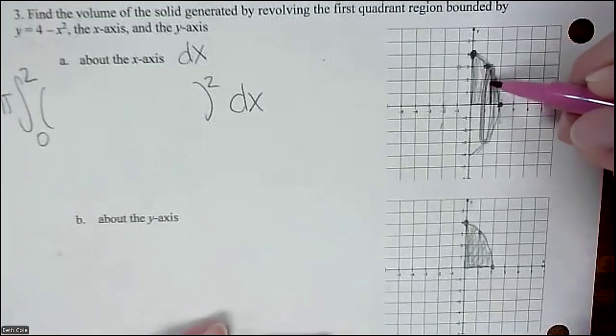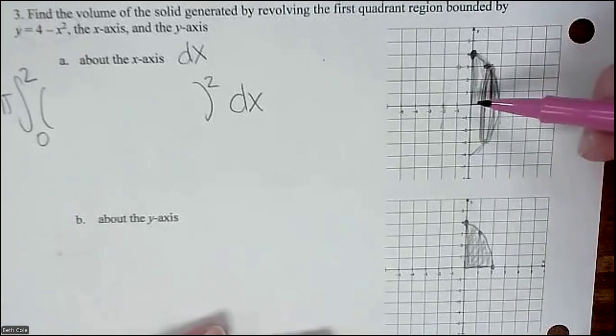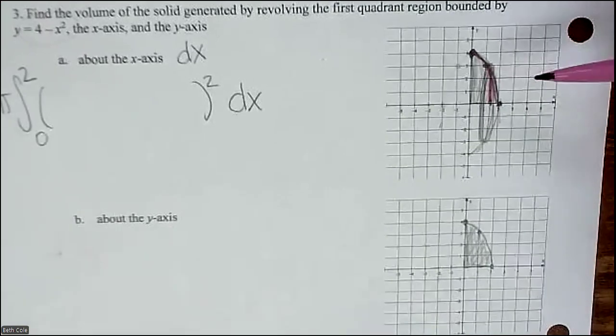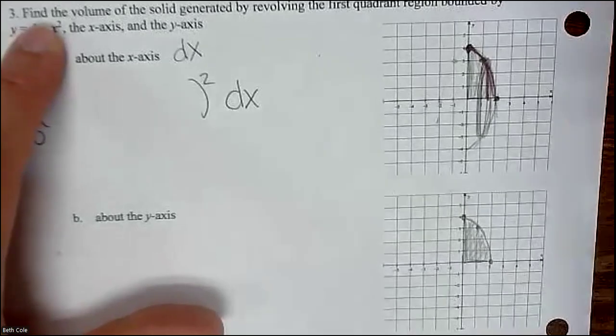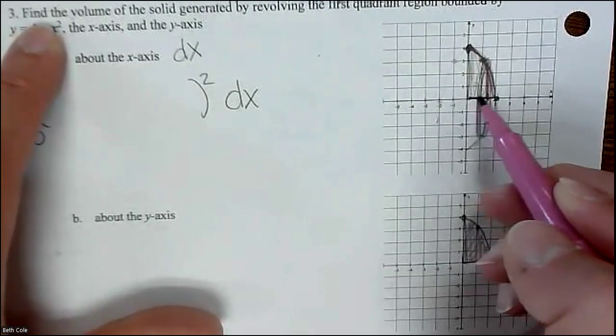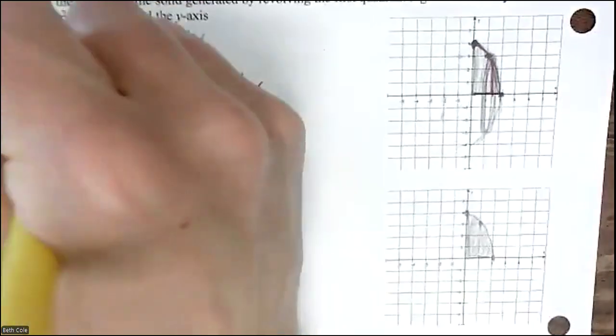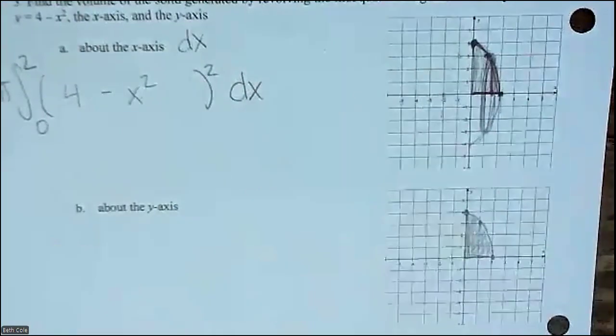And then this is your radius. So it is upper minus lower. What is the upper graph? Yeah, the parabola of the 4 minus x squared. The lower graph is 0. So I'm not going to bother writing that one. It's just going to be the 4 minus x squared.